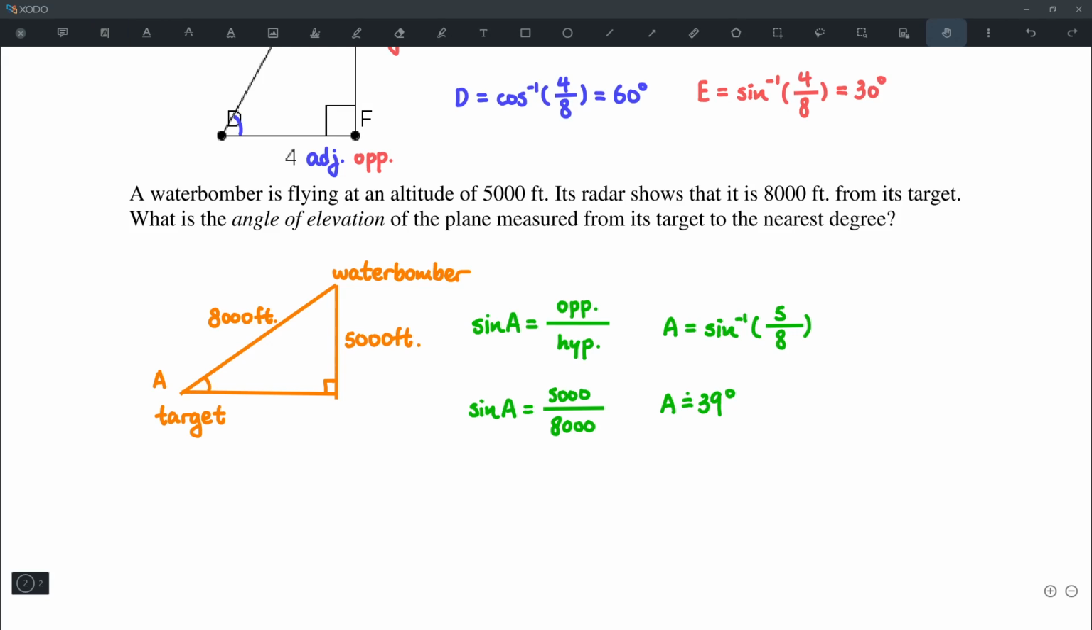So here we looked at today the sine and cosine ratio and used them to find angles that involve the hypotenuse being given to us.